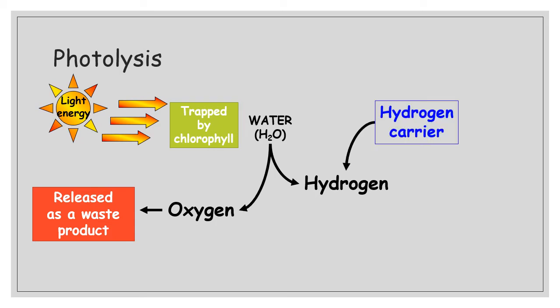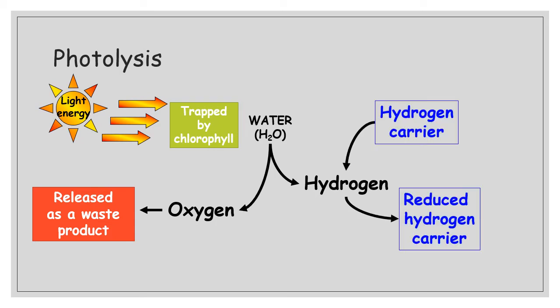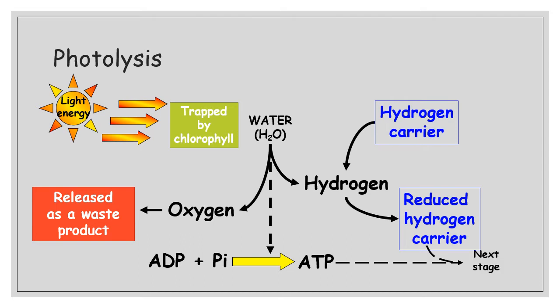So we're going to get a hydrogen carrier, which is going to grab hold of that hydrogen and take it onto stage 2. The energy we use to break water is also used to make ATP from ADP and Pi. So again, that ATP is an energy currency. So we've now got that to move on to stage 2 as well.